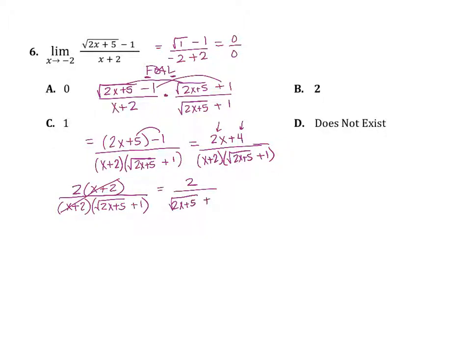So let's go ahead and go back, and we are going to sub in -2. And if I do that, then this limit here would become 2 over the square root of 1 plus 1. So it looks like that's all going to reduce down to be 1.